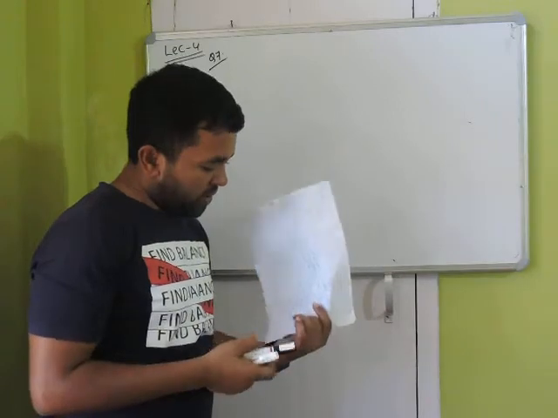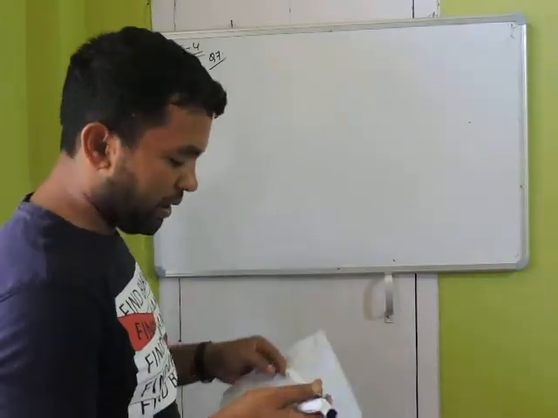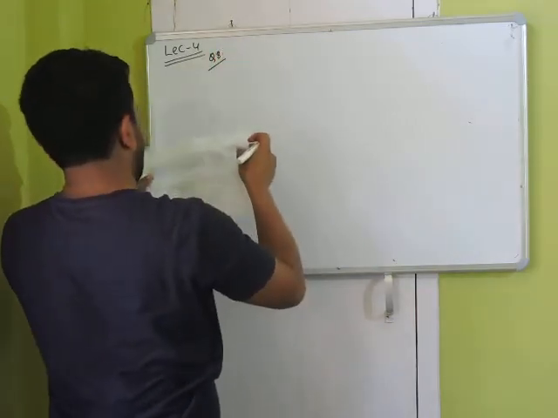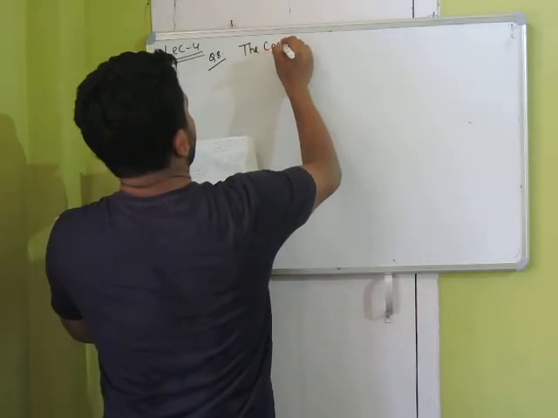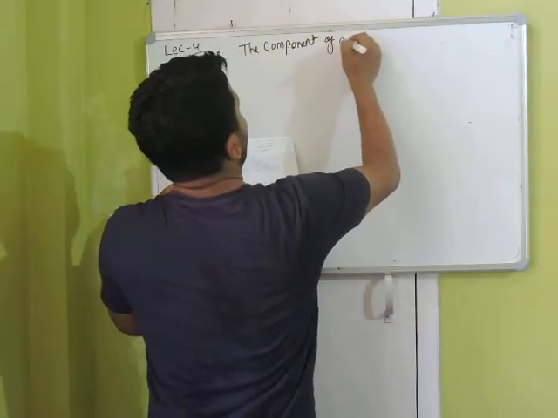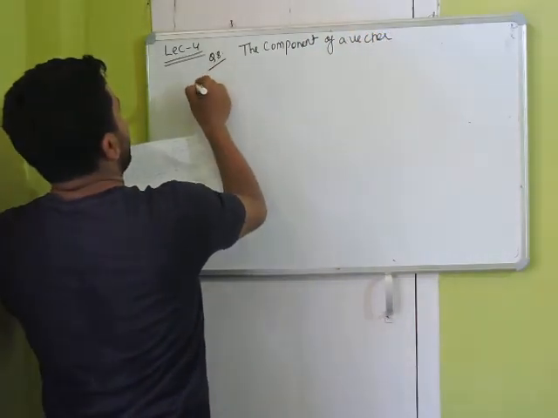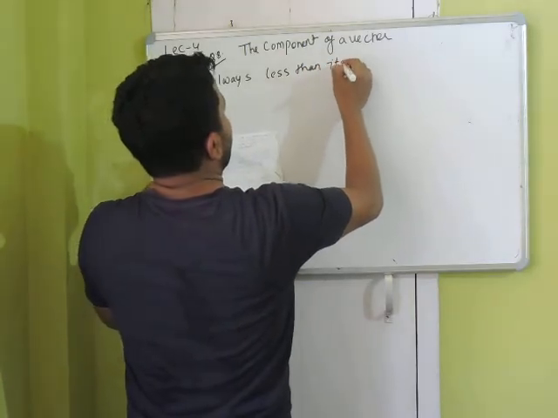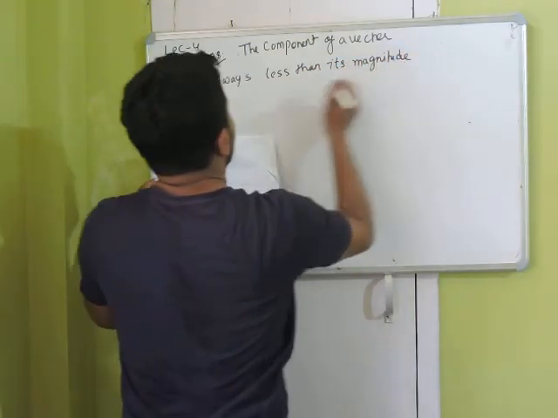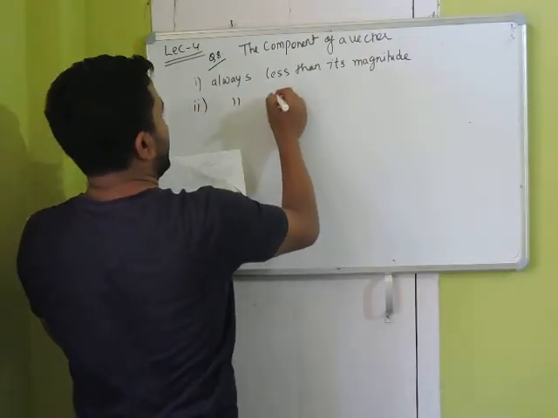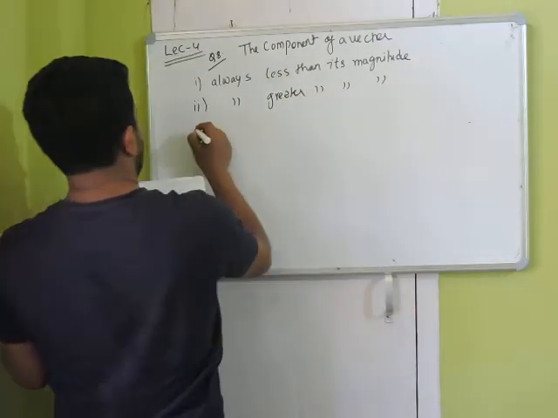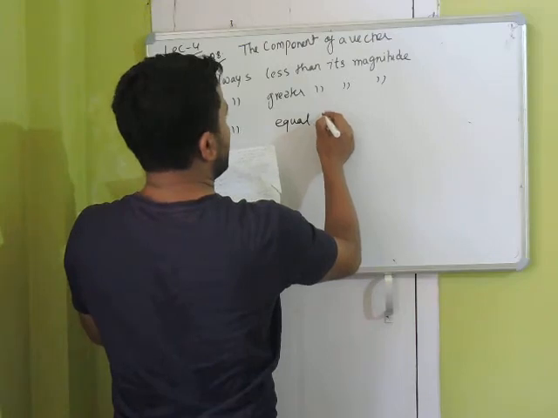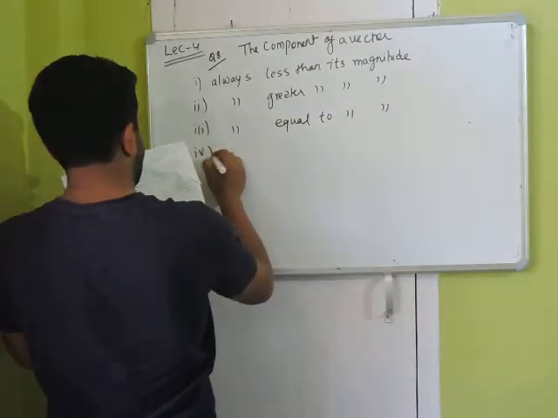Now in the next question, next question will be a bit conceptual. So question number 8, the question is objective type. The component of a vector: first option is always less than its magnitude, second is always greater than its magnitude, third is always equal to its magnitude, and fourth, none.